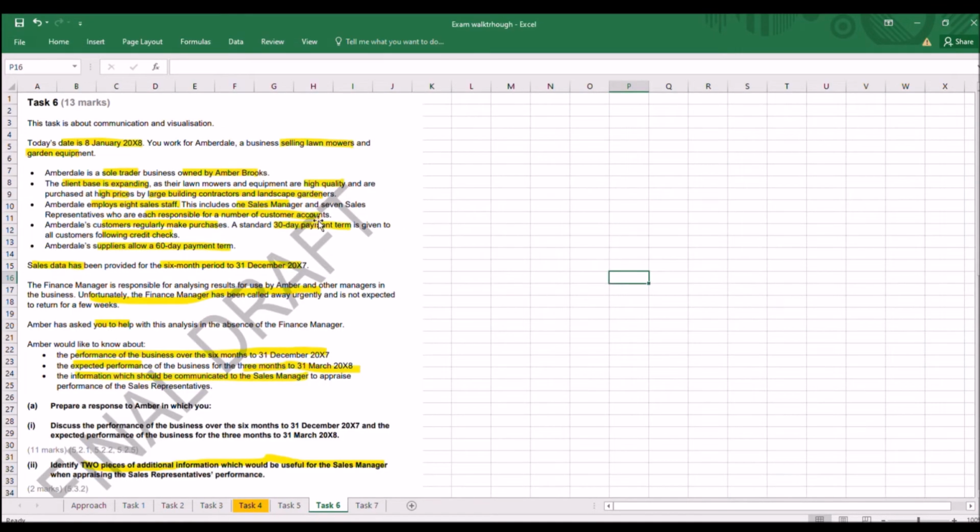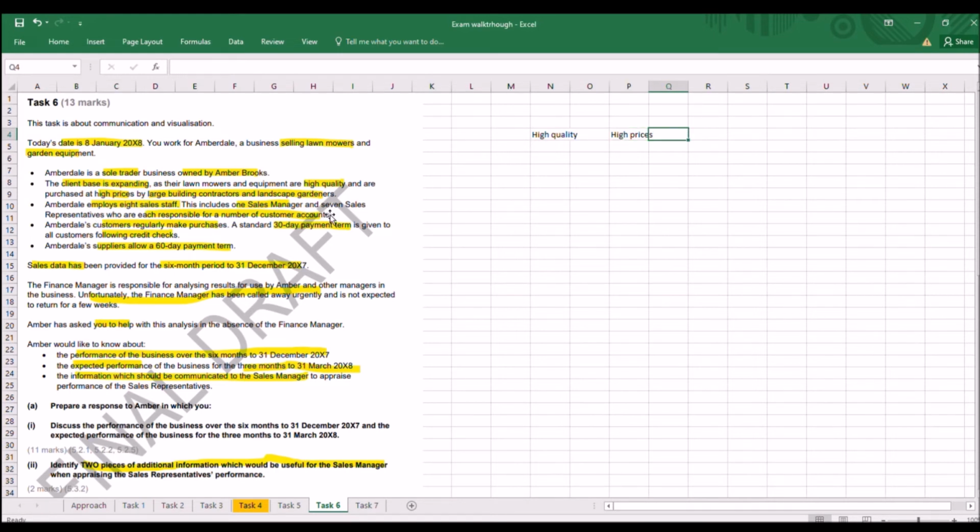Task 6. So task 6 is about communication and visualization. Okay, today's date is 8th of January. We're selling lawnmowers and gardening equipment. Amadale is a sole trader owned by Amber Brooks. Client base is expanding and the equipment is of high quality. So that's okay. So high quality. Purchased at high prices. Okay, so high prices. So inelastic demand, if there's a demand question or not.